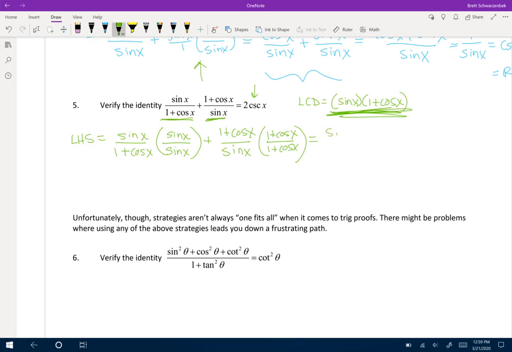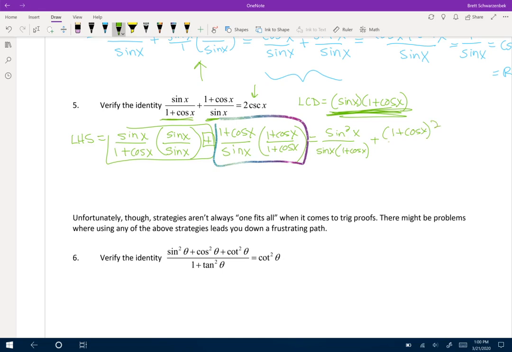So we're going to get sine squared x over sine times 1 plus cosine for our first result right here. Then we're going to get plus there. Then we need this side, which is going to be this guy. Ooh, that's a colorful marker. We're going to get this side, which is going to be 1 plus cosine x squared over sine x times 1 plus cosine x again.